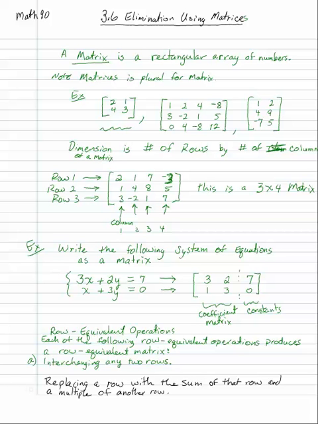Okay, so we can use matrices to solve equations, and these are the rules of our game, the row equivalent operations. Each of the following row equivalent operations produces a row equivalent matrix. And so basically the rules that you can use is, the first thing is you can interchange any two rows. The next one, you can multiply all the elements of a row by a non-zero constant.